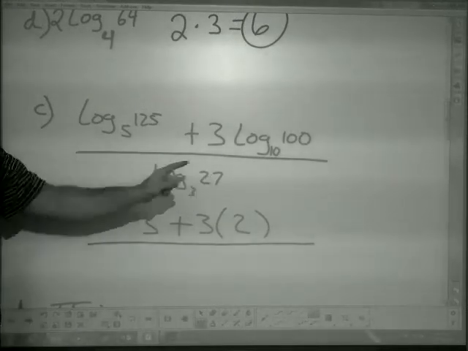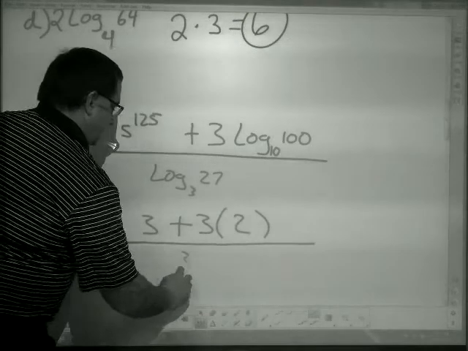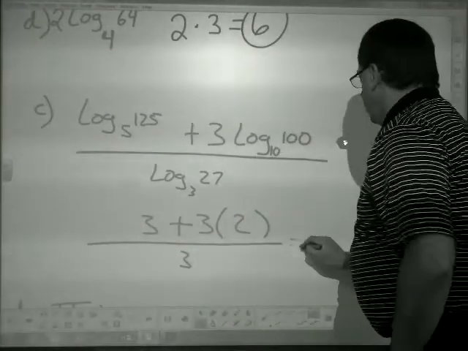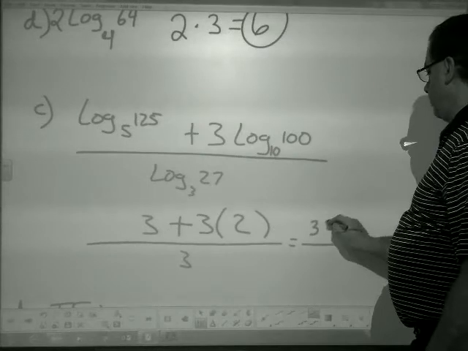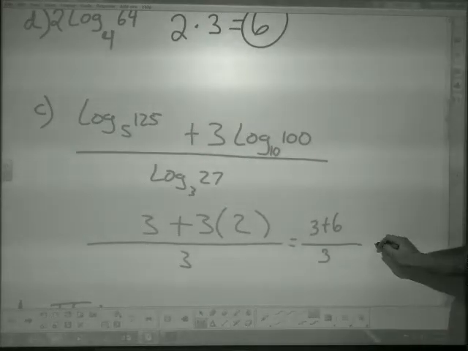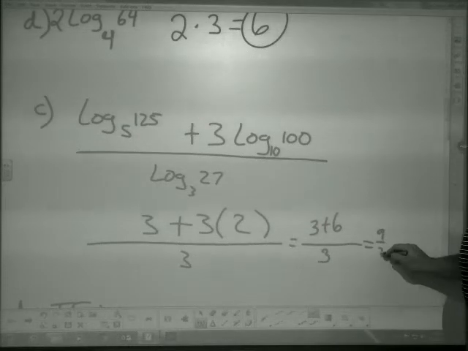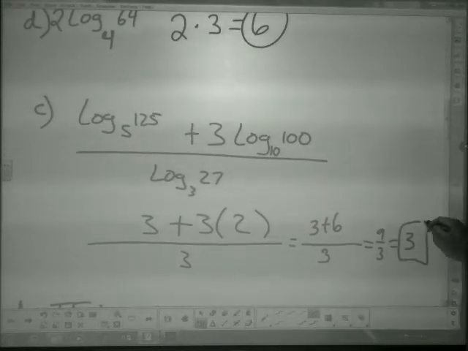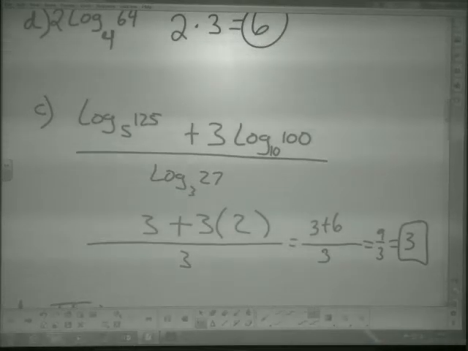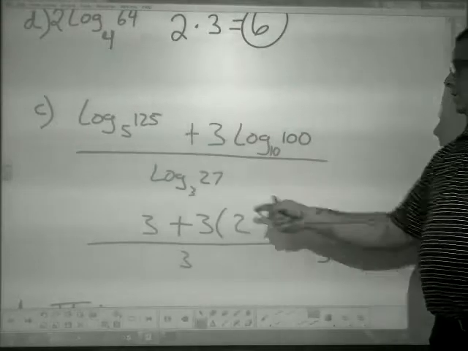Divided by 3 to what power is 27? That's 3. All right, so what do we get? We get 3 plus 6 over 3. 3 plus 6 is 9. 9 divided by 3 is 3. So if I were to evaluate all this, I get the answer of 3.